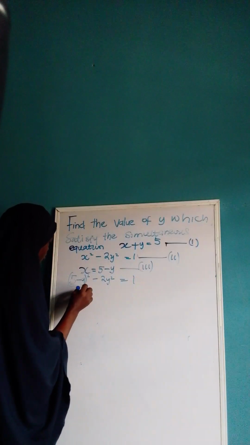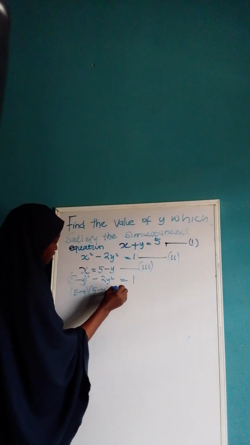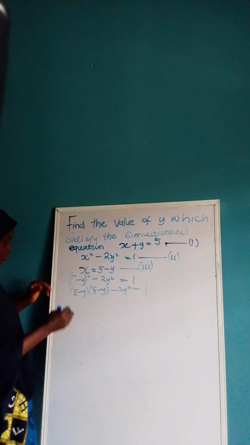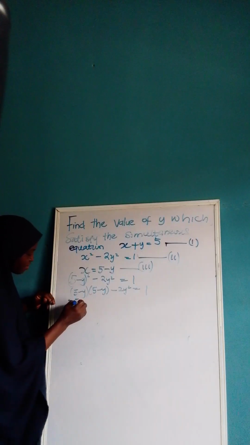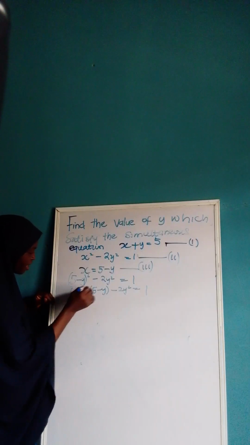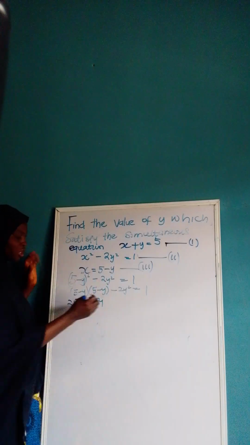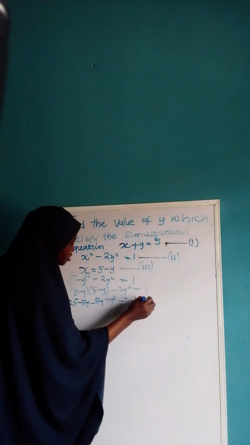So (5 minus y) into (5 minus y) minus 2y squared equals 1. Now let's expand. 5 times 5, 25, minus y times 5 is minus 5y, 5 times minus y is minus 5y, minus y times minus y will give us plus y squared, minus 2y squared equals 1.